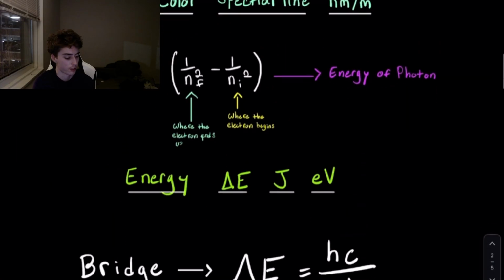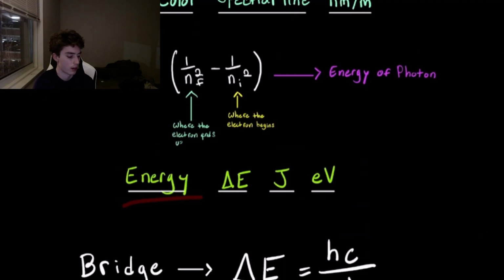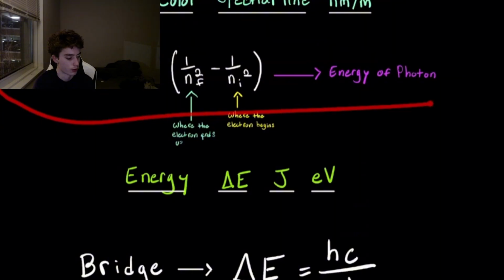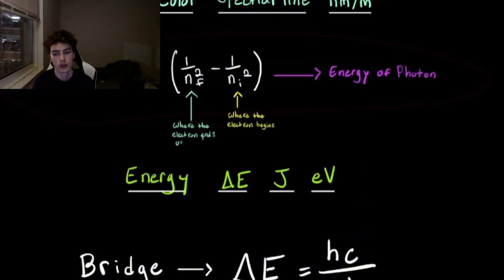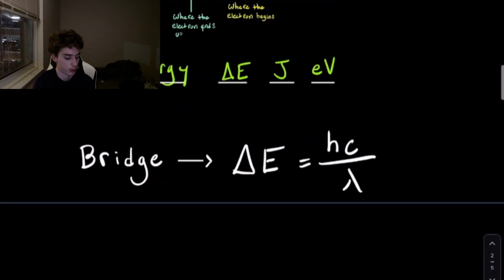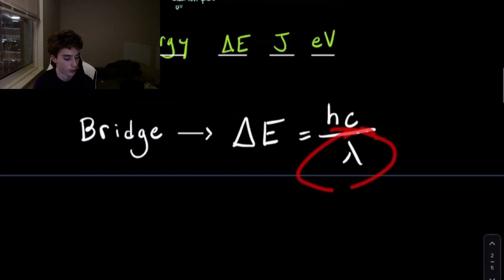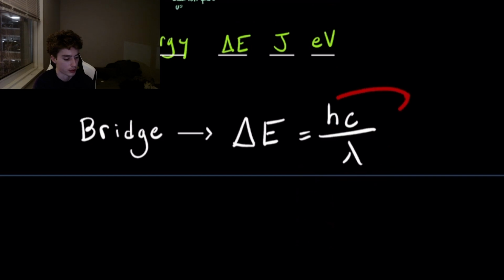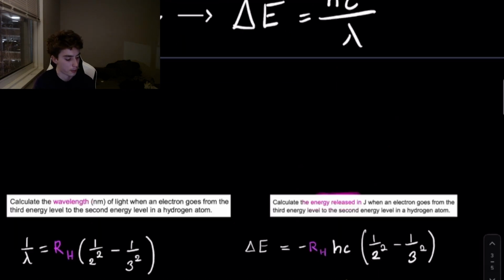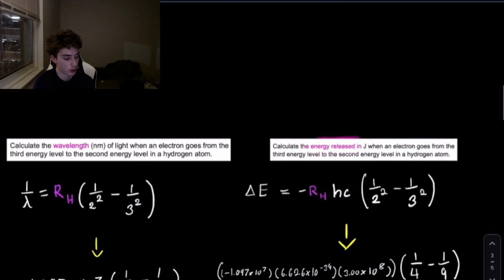If you are asking for the energy released, the change in energy, joules, electron volts, anything like that, you know that you are looking for the energy of the photon, you would use this equation right here, okay? And the bridge behind that is if you already know the wavelength, you would just do Planck's constant, speed of light over the wavelength, and you would get the change in energy, okay?